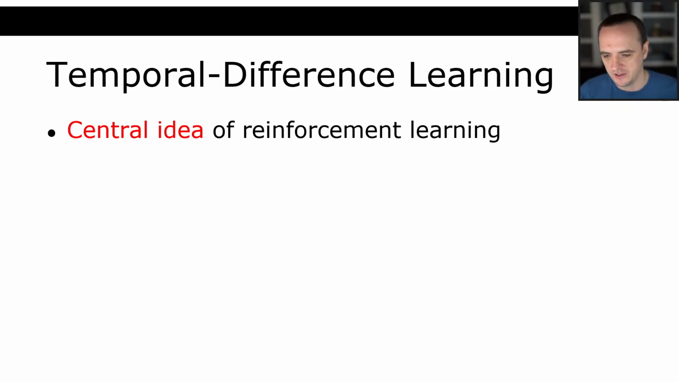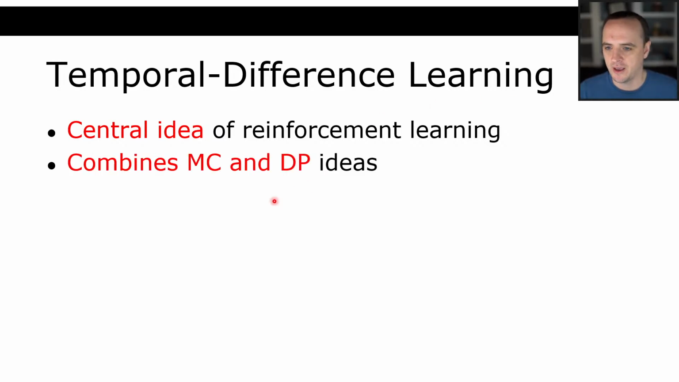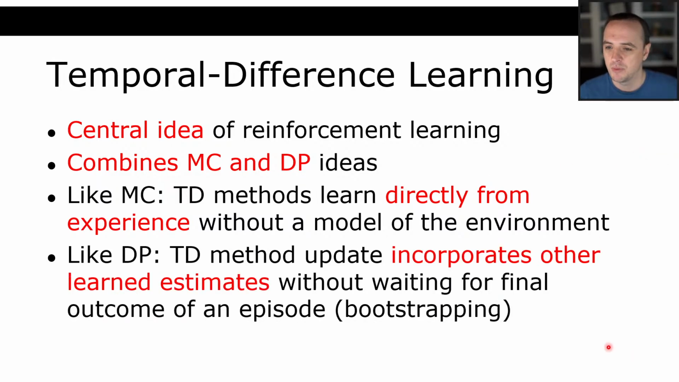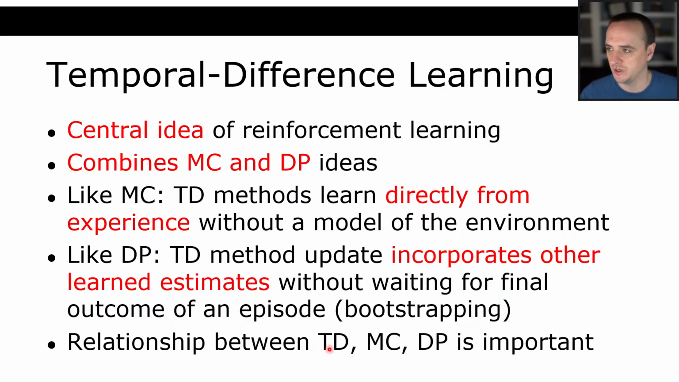So temporal difference learning is a central idea of reinforcement learning. It is very, very powerful. It combines Monte Carlo and dynamic programming ideas in the following way. Like Monte Carlo, TD methods learn directly from experience without a model of the environment. So they do not need a model of the environment. But like dynamic programming, the updates incorporate other learned estimates without waiting for the final outcome of an episode. In the book, they call that bootstrapping. And this relationship between temporal difference learning, Monte Carlo, and dynamic programming is pretty important.